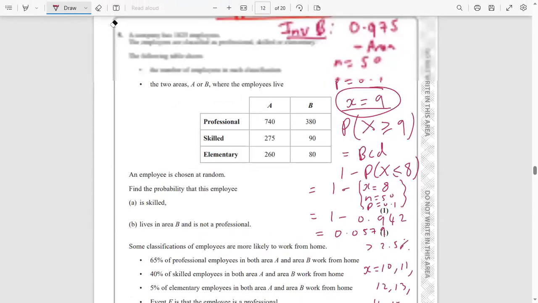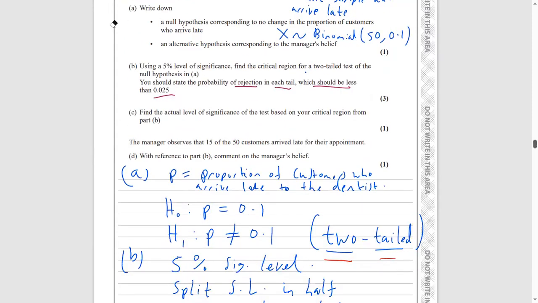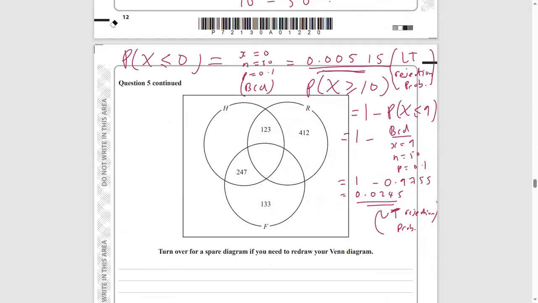I know I've taken a long time with that question for a 3-mark question, but I think it's really important you understand these hypothesis tests and how you do them properly, because a lot of students don't really understand them. So part C: find the actual significance level of the test based on your critical region from part B. This is quite a simple one, actually. We just want to add up the two probabilities that we got. So that probability plus this probability. You just add them up.